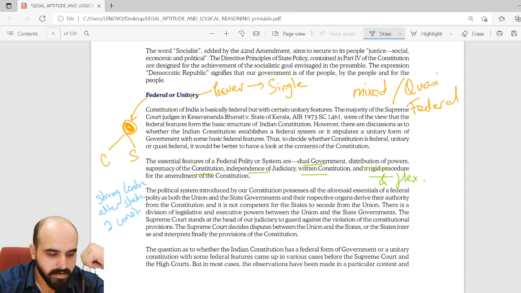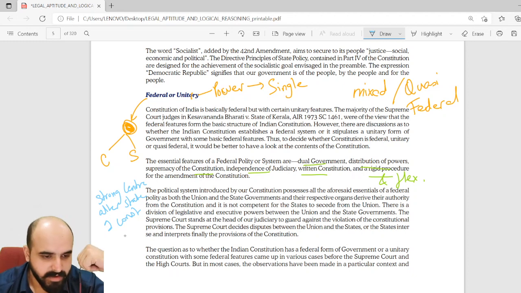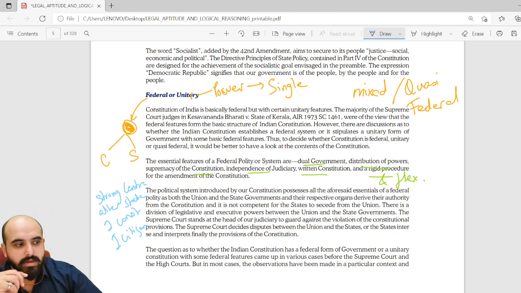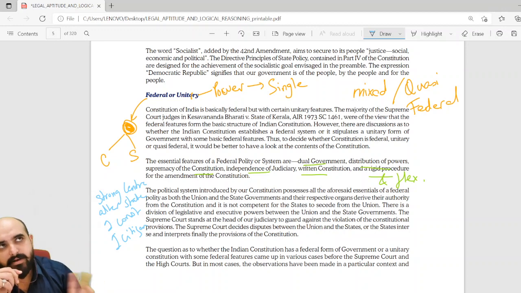Now, since we have a single constitution, we also have single citizenship. Guys, the USA has separate citizenships for each state, so if you live in, say, Texas, you will have to get the citizenship of Texas. This kind of citizenship is called dual citizenship, where you get the citizenship of your state as well as the country. So in India, we have one single citizenship, and we have the right to freely move through different states.